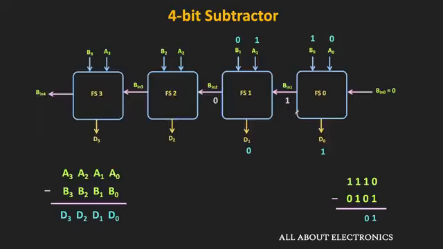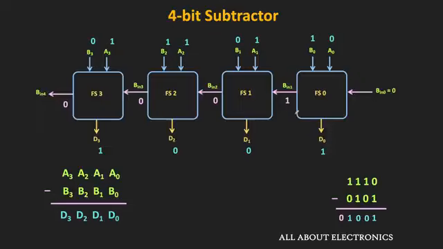Now in the next block, both A2 and B2 are 1. That means 1 minus 1 is equal to 0. And since the incoming borrow is equal to 0, 0 minus 0 is also equal to 0. That means both the difference and the borrow outputs are 0. Now in the final block, A3 is equal to 1, while B3 is equal to 0, and the incoming borrow is also equal to 0. That means here, 1 minus 0 is equal to 1, and the outgoing borrow is equal to 0. That means the output is equal to 1001.